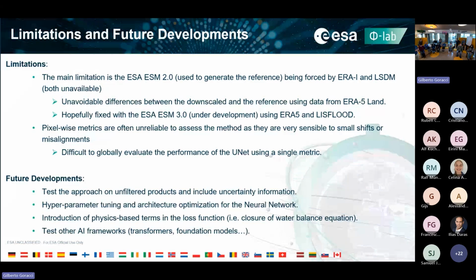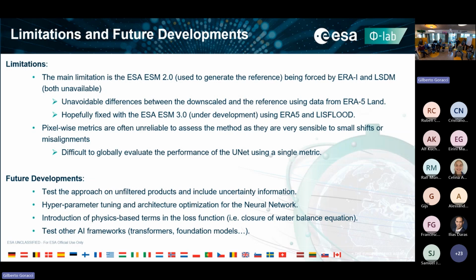Then, talking about future developments, of course, we want to test the approach also on filtered products to see if we can have an alternative way of filtering the data, or if we can skip the filtering, which is a very complicated process, and still have higher quality downscaled products. And we also want to include uncertainty information, because this is one of the big limitations in general of AI frameworks compared to standard data simulation systems, which always provide you also a covariance matrix or some information of the uncertainty, which we don't have in this case.